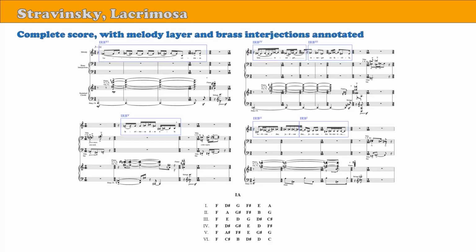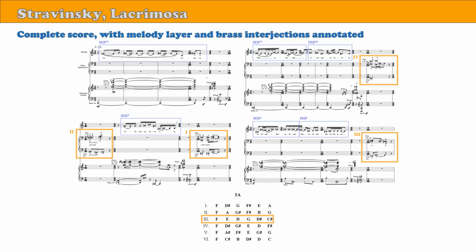The brass interjections come from a different rotational array, the IA array. That is the one generated from the first hexachord of the I form of the series. The brass interjections are taken from rows 2, 1, 4, and 3.